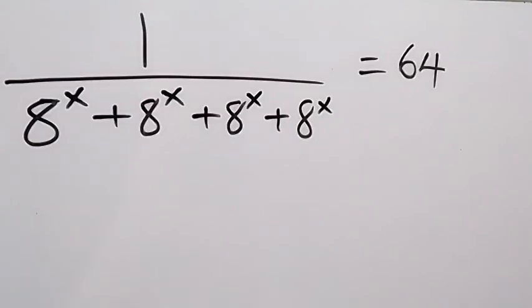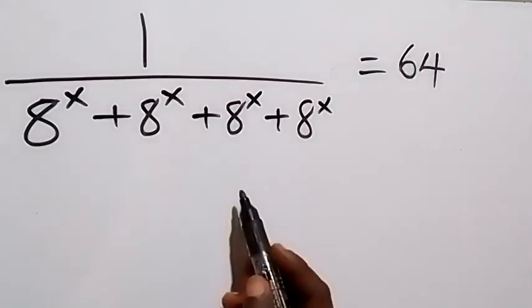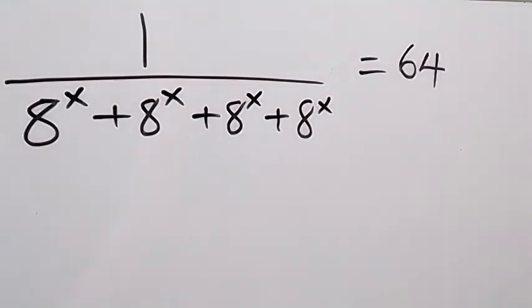Hello, how to solve this problem? 1 over 8 raised to power x plus 8 raised to power x plus 8 raised to power x plus 8 raised to power x equals 64.